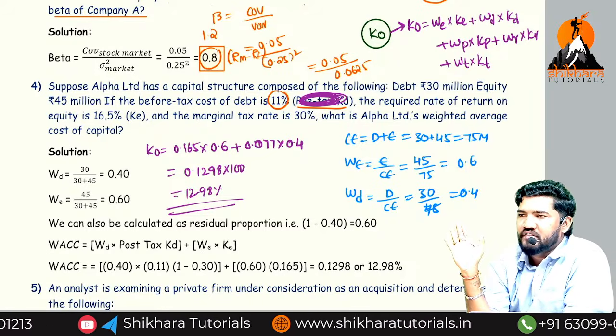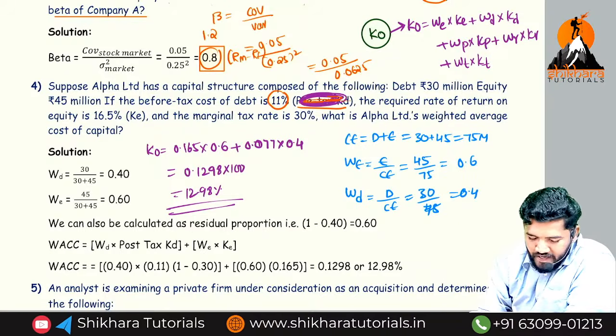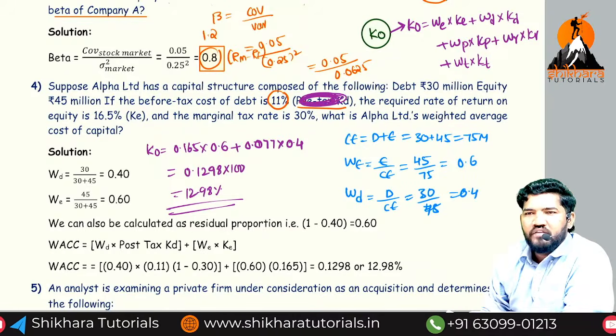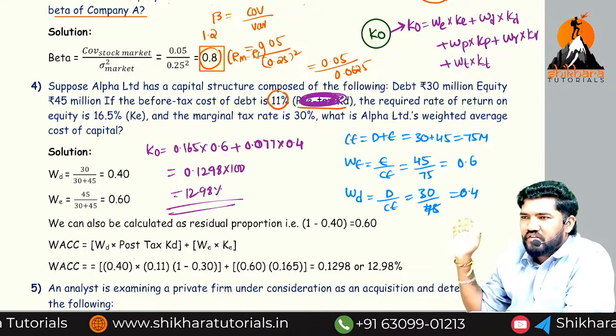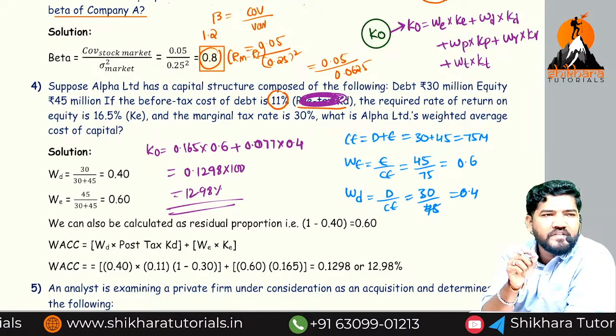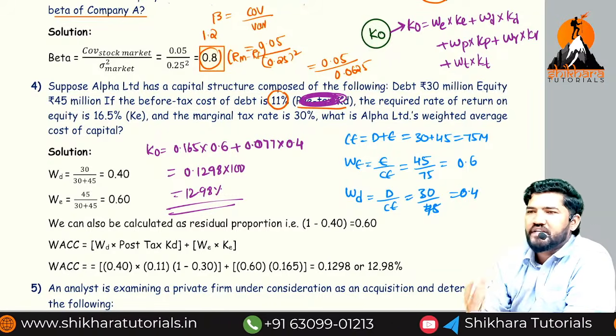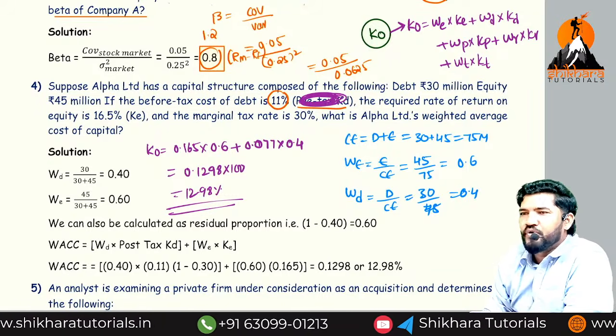So if they do not give pre-tax in the box, we know that. What is that? First we have to check whether a tax rate is there or not. If there is a tax rate, what is the percentage of debenture they gave? That is pre-tax. We need to convert it to post-tax.